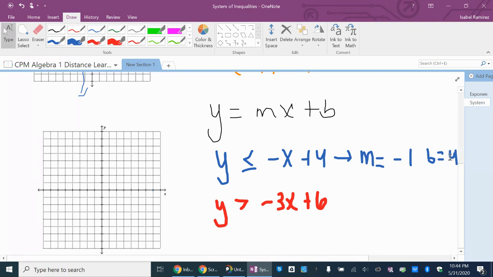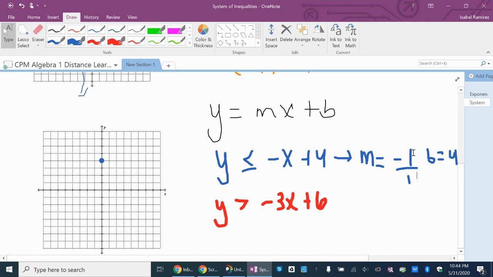Now, we are going to go ahead and plot b on the y-axis. So b is 4, 1, 2, 3, 4 here. And then we're going to use our slope, which is -1, to rise and run. However, this is not a fraction, so any number that's not a fraction, we put a 1 under.